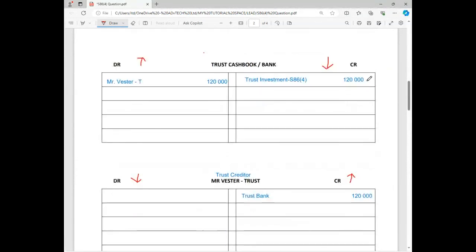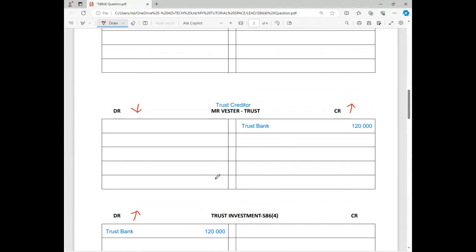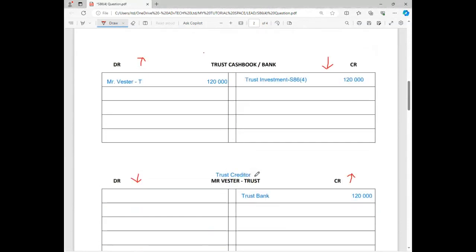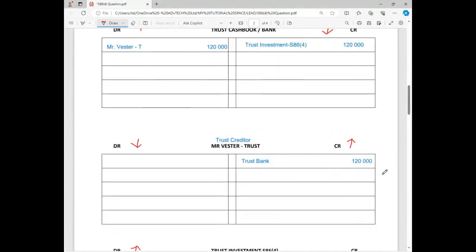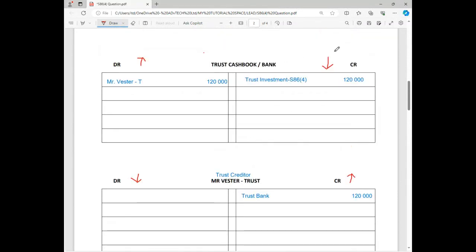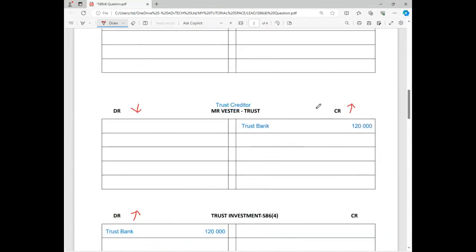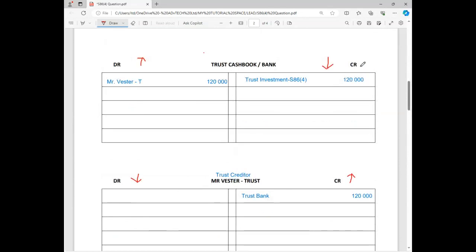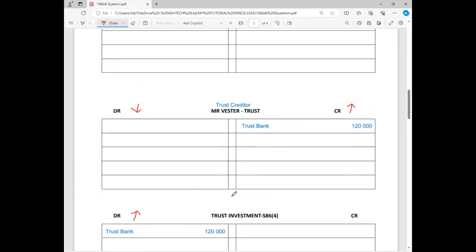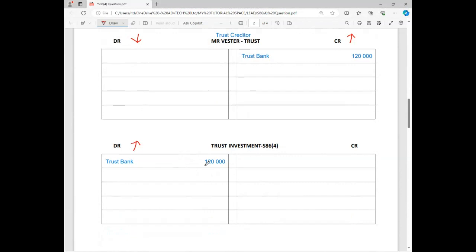Remember, by taking this amount and investing it, it doesn't mean that you must also affect Mr. Vesta. No, Mr. Vesta, this money still belongs to Mr. Vesta. We still owe Mr. Vesta. It's just that we did invest on behalf of Mr. Vesta. So we're just trying to get that interest, but it doesn't alter the account for Mr. Vesta as a trust creditor. So this one cannot be affected. The fact is we still owe him. It's just that the money that we owe him, we just took it for the time being and invested. I hope it makes sense.